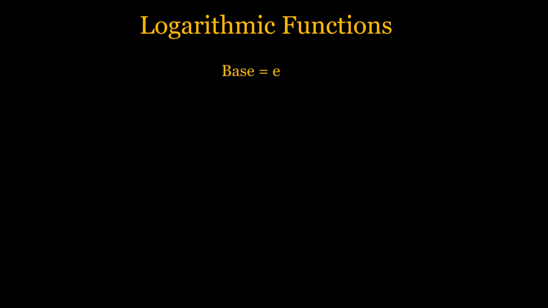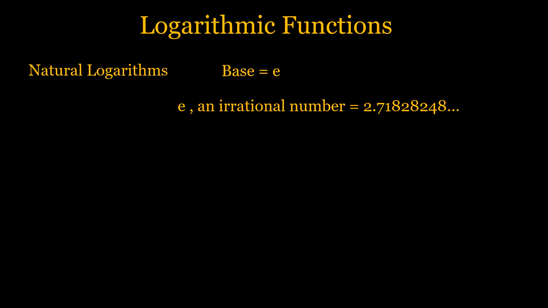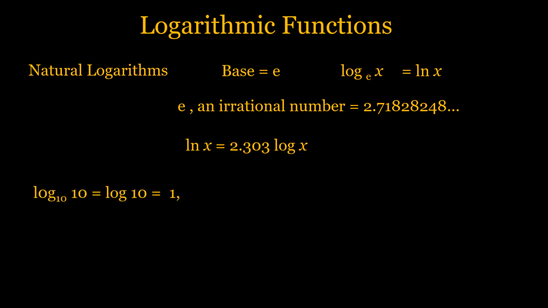The other kind of logarithm has a base of e. e is an irrational number equal to 2.718282848 which continues. The logarithm with base e is called natural logarithm, denoted by the symbol ln. Common logarithm and natural logarithm are related to each other as natural log of x equals 2.303 times common log of x. Just to clarify, common log of 10 is equal to 1, and natural log of 10 is equal to 2.303.